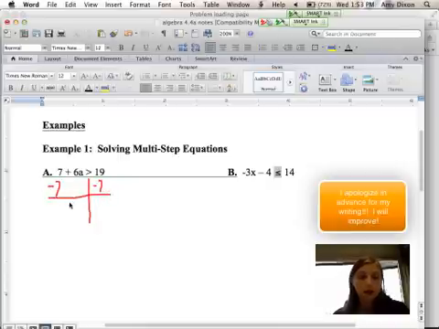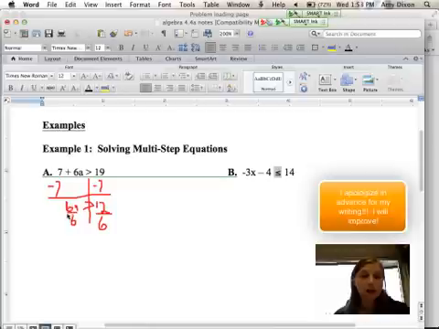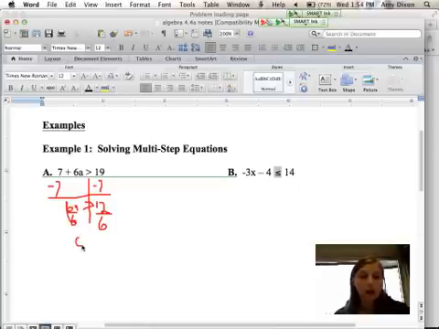Okay, so then we end up with 6a is greater than 19 minus 7, which we get 12. And then we divide both sides by 6. I apologize for the handwriting. I will get used to this mouse, I hope. Divide both sides by 6. So then the 6's cancel, and we get a is greater than 2.